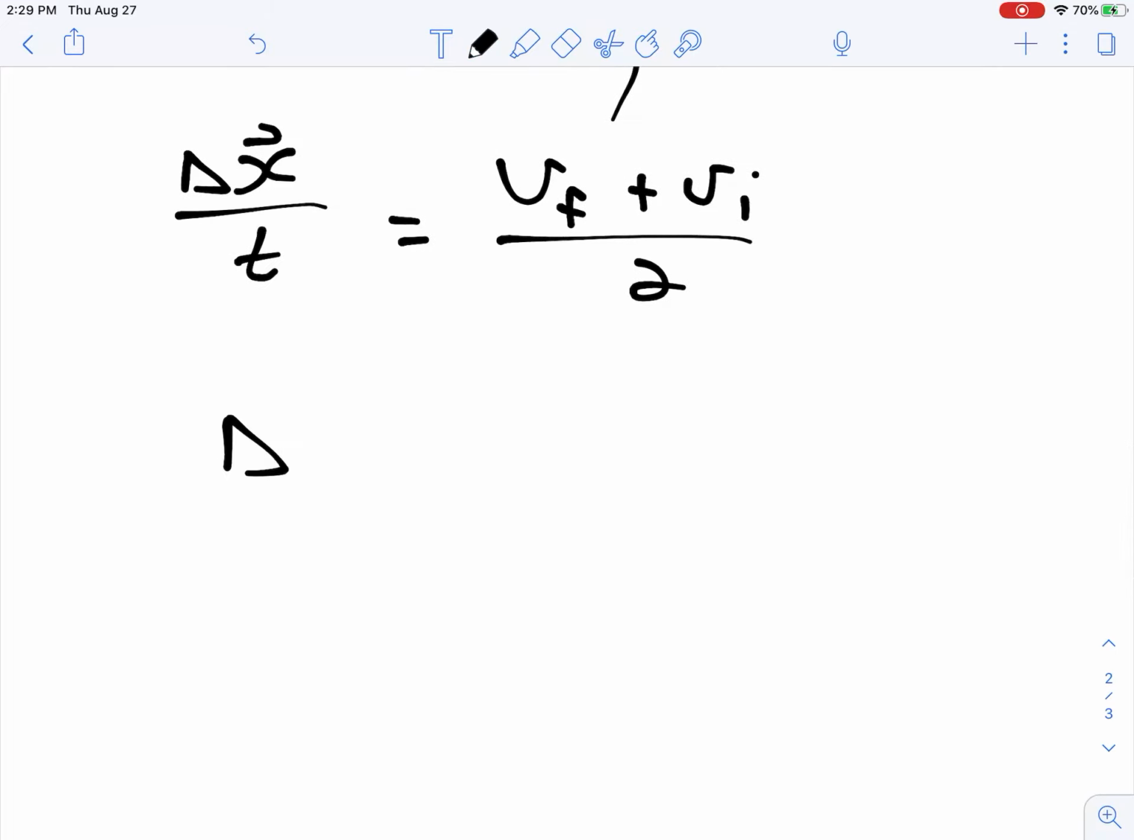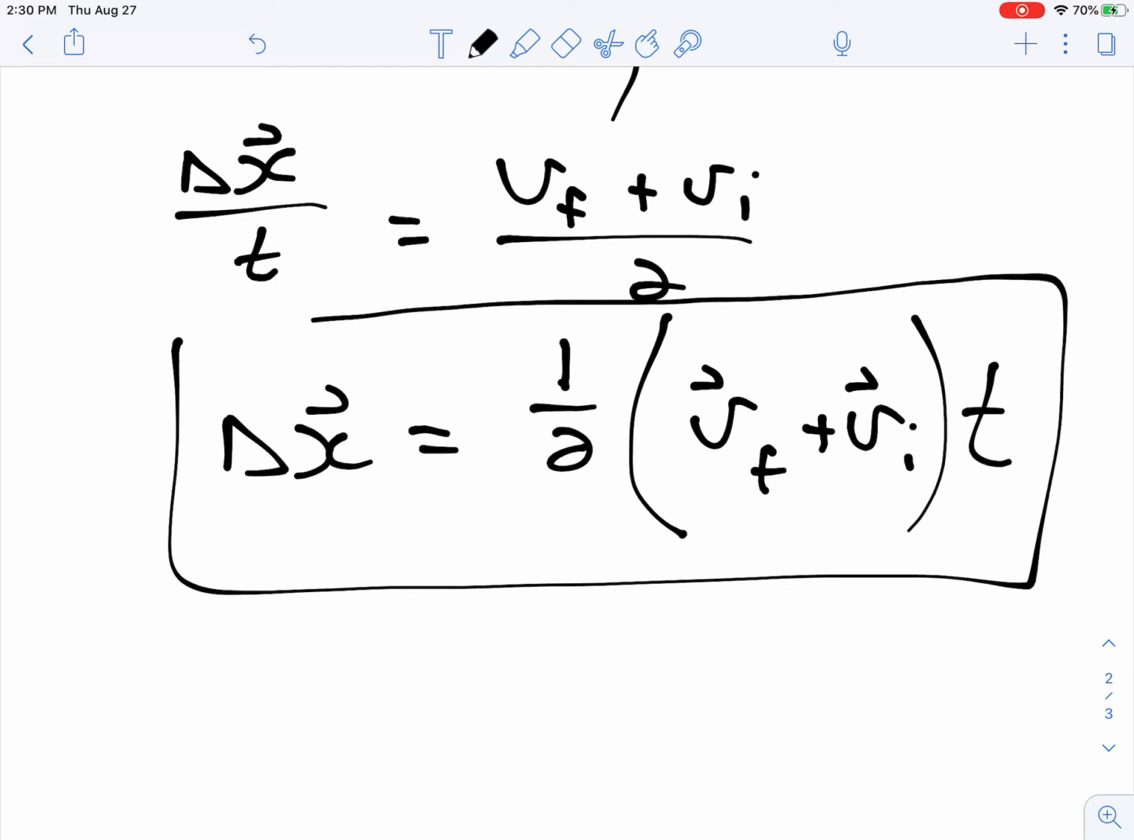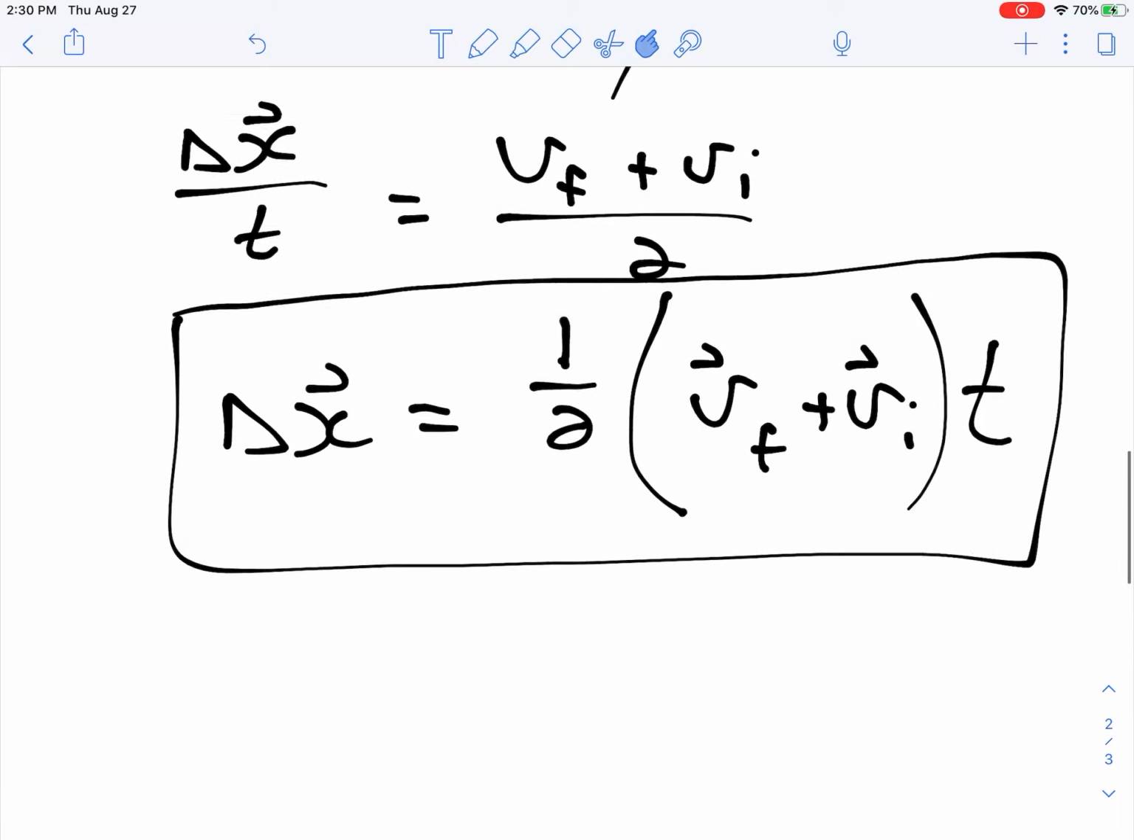Clean this up a little bit. We have delta x is going to equal, t, I'm going to move over here. So it's going to be 1/2. There's my 1/2 right here. Times v final plus v initial. So I've just taken this and rewritten it with the 1/2 out in front. And then the t comes over and we get t. And these are little vectors. That is my second equation of motion. Yay, progress.